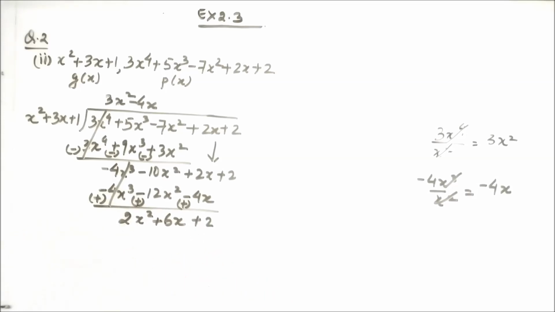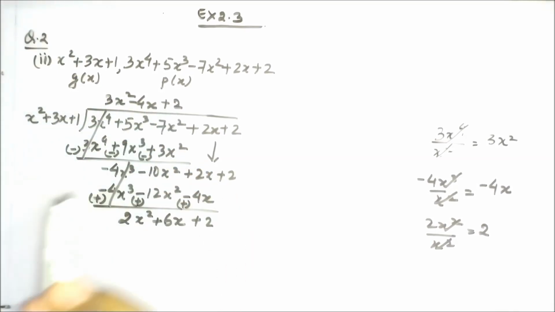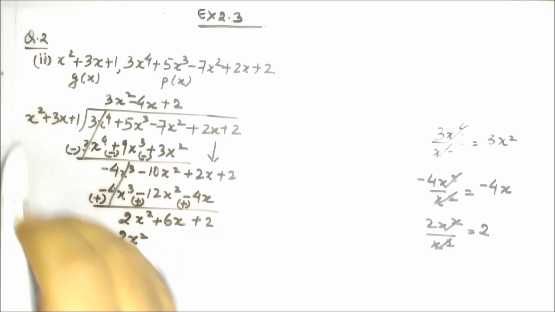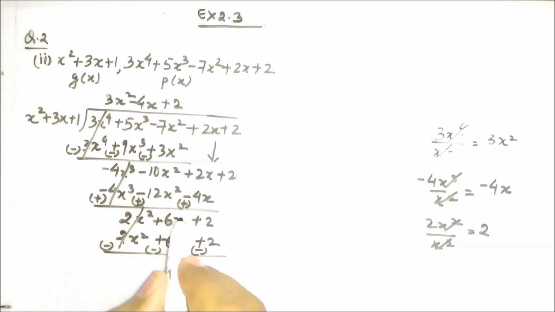Again here the first term we have is 2x square, and here the first term is x square. So when you cancel this, you have to divide this by 2. Again you will take this 2 in the quotient here. So 2 into x square will give you 2x square. 2 into 3x will give you plus 6x, and 2 into 1 will give you plus 2 here. Again when you change the sign, this will be minus, this will be minus, this will get cancelled, this will also get cancelled, and this will also get cancelled. So you will get the remainder as 0.